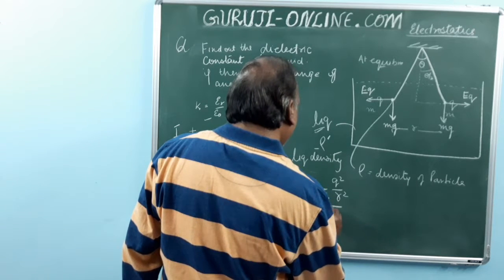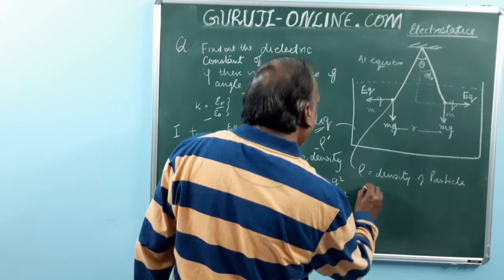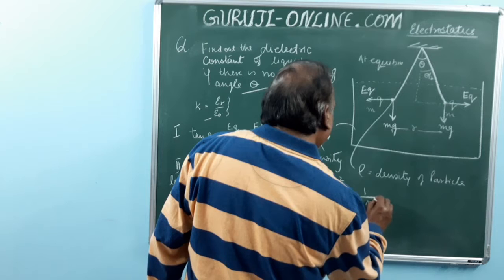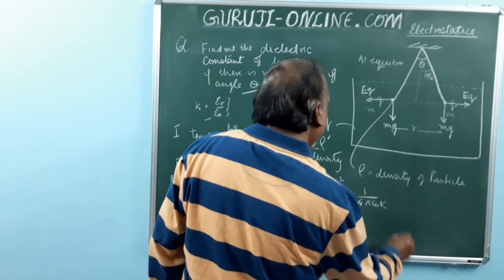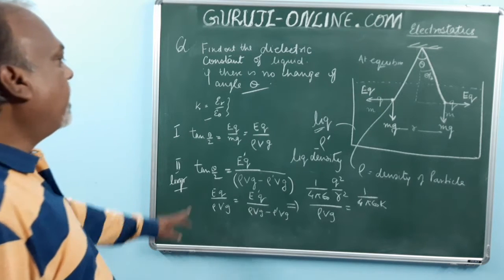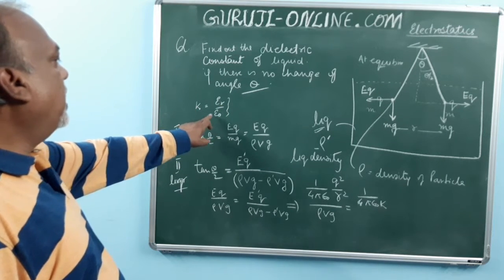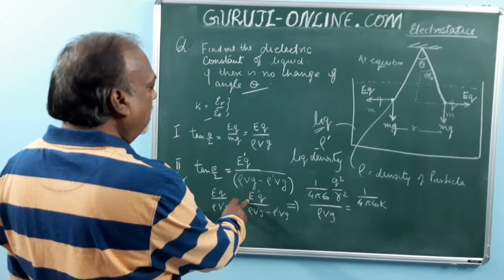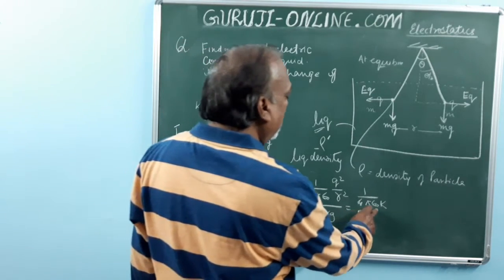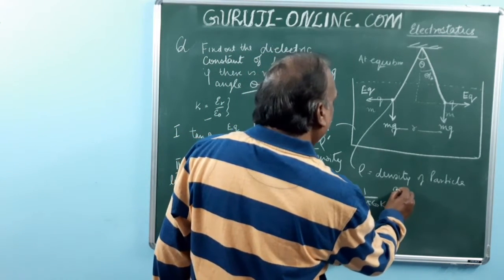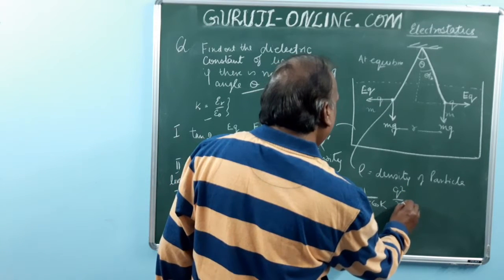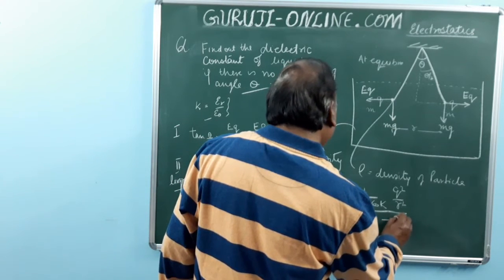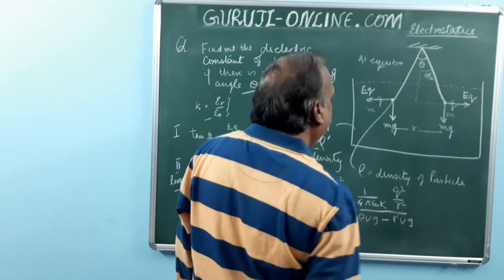divided by rho Vg is equal to 1 upon 4 pi epsilon 0 into K. Dielectric constant is nothing but K into epsilon 0. So this is in the liquid, electric field in the liquid. So this will become like this, and this is again the same thing upon rho Vg minus rho dash Vg. Correct?